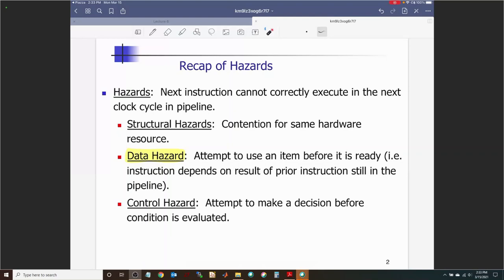Today we are going to look at one special case of data hazard, which is the load use hazard, and we'll also talk about control hazard today. So control hazard is a hazard which happens because of a decision to be made. The attempt to make a decision before the condition is evaluated, because things are in a pipeline, right? Things are getting executed. So even before you make a decision, how can you start working on an instruction? There are a few interesting ideas regarding that. We'll talk about that.